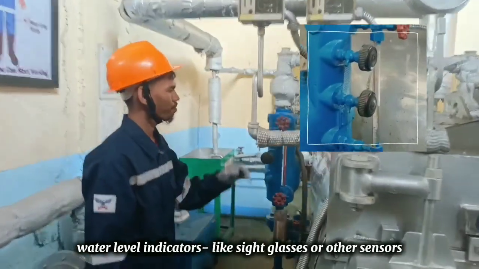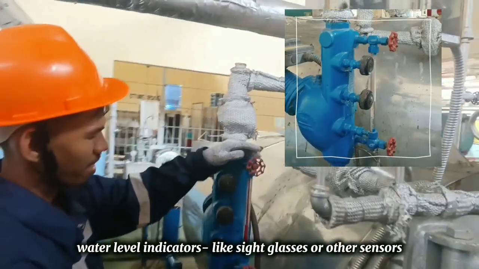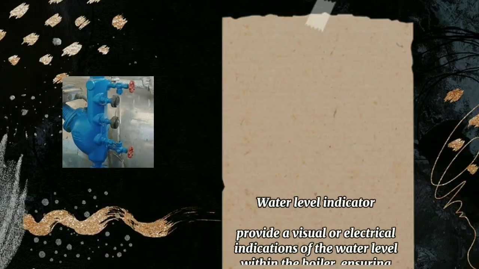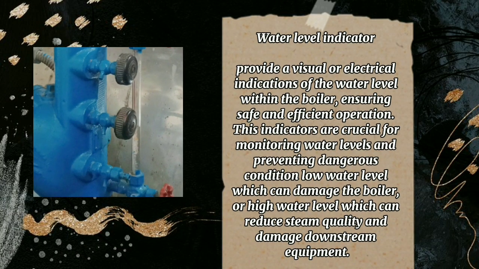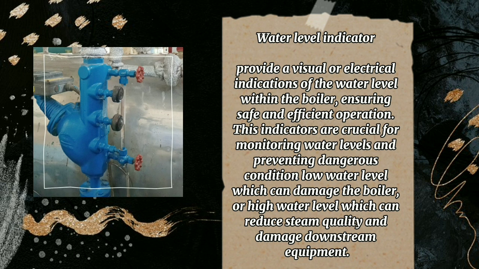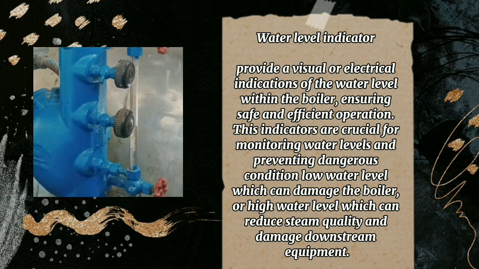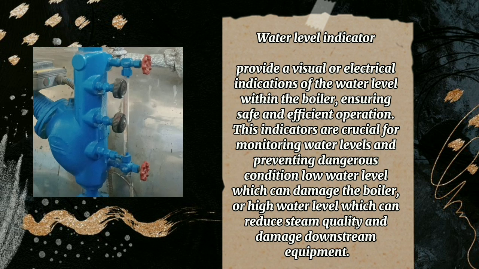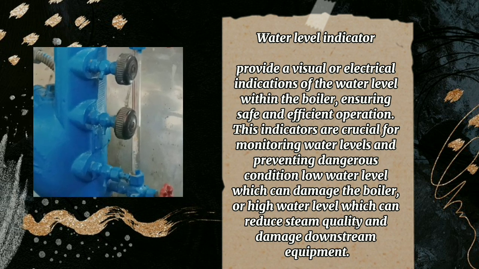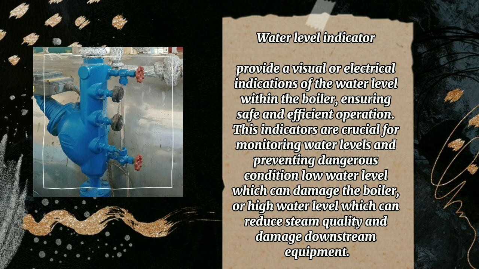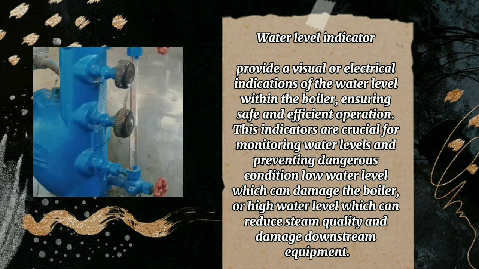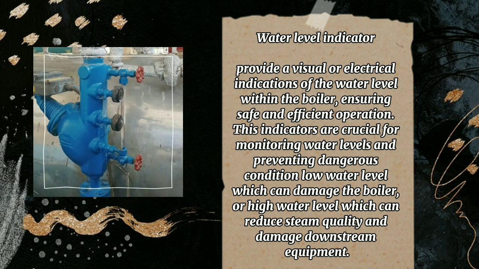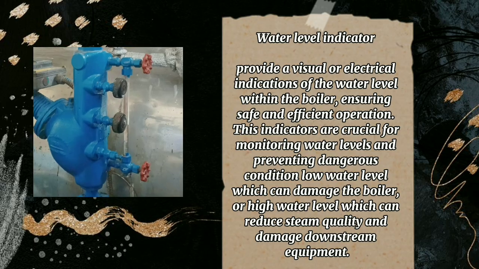Water level indicators, like sight glasses or other sensors, provide a visual or electrical indication of the water level within the boiler, ensuring safe and efficient operation. These indicators are crucial for monitoring water level and preventing dangerous conditions like low water level, which can damage the boiler, or high water level, which can reduce steam quality and damage downstream equipment.